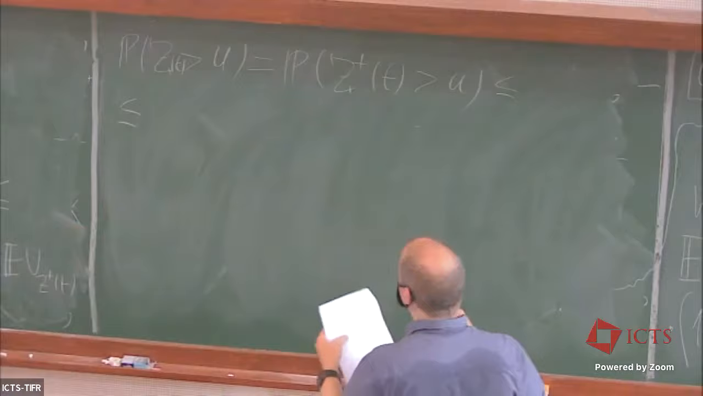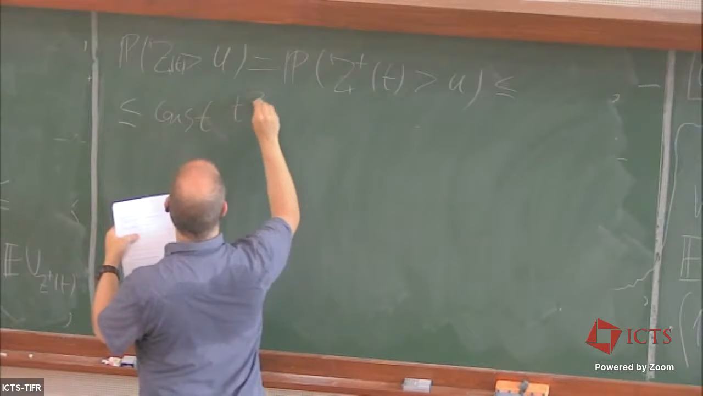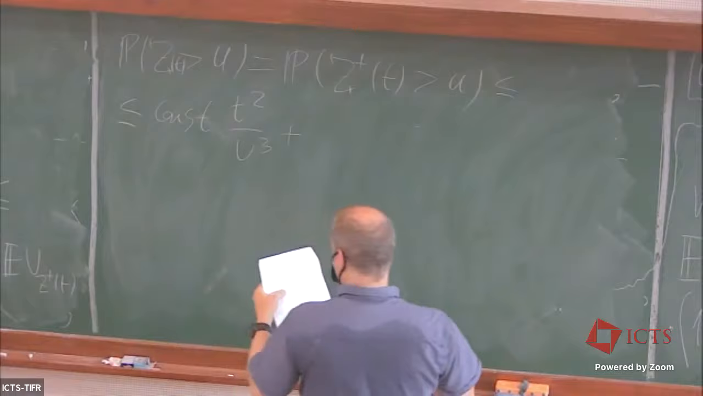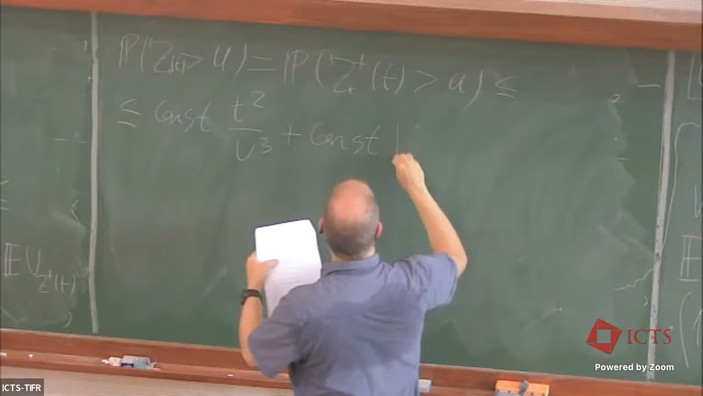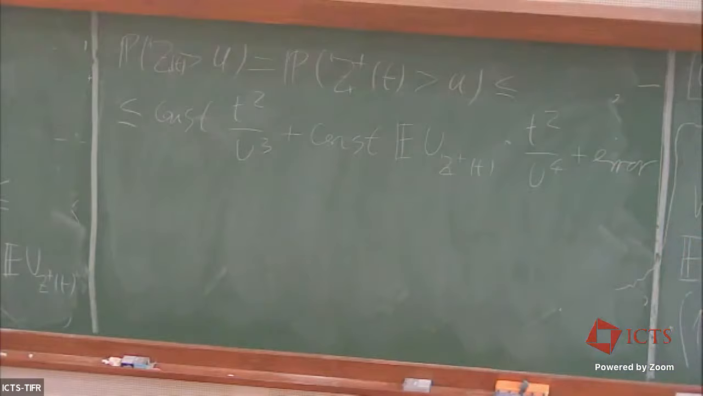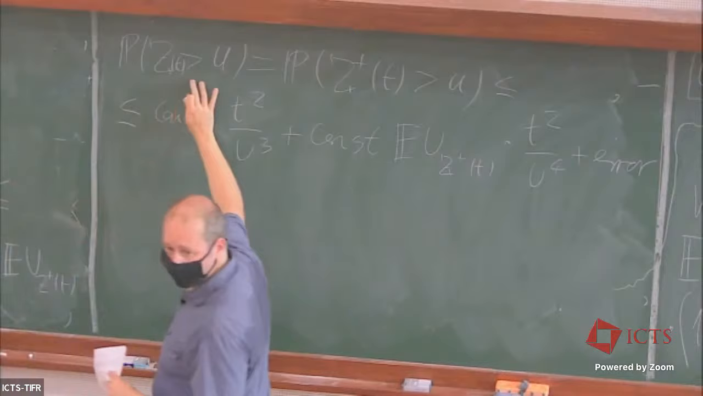So this is less than or equal to a constant times T square over U cube, this is what I call constant. I don't care about the actual constant. They just have rho's in them and numbers. And another constant times expectation of U Z plus times T square over U four. Plus some error, which you have to believe me that it's not relevant. Okay, so this is just combining this bound and that bound. They add together after union bound on this event. So still okay?